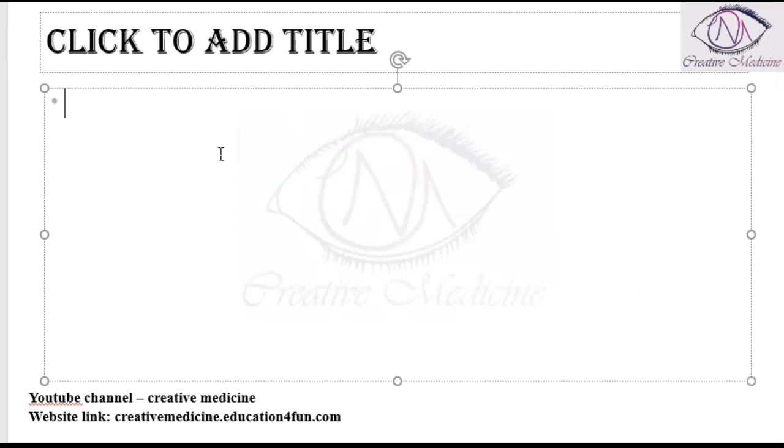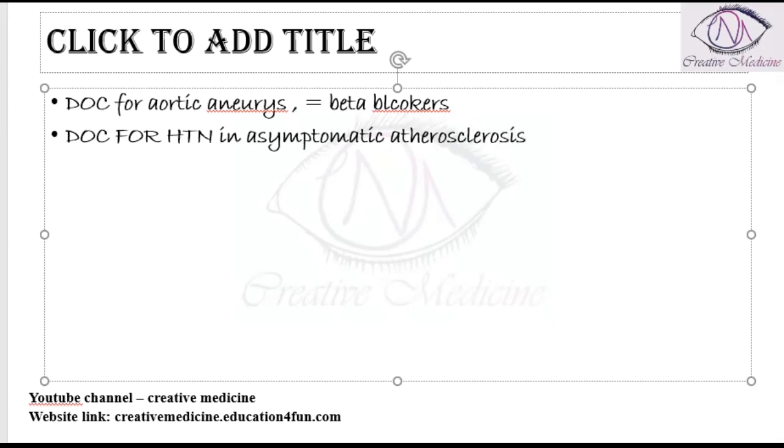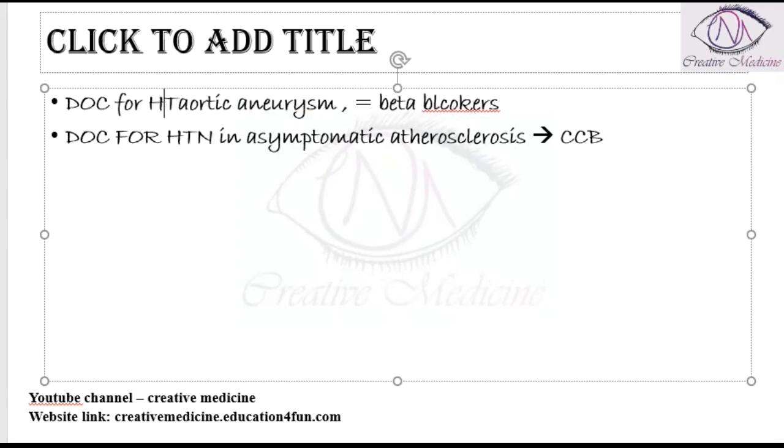Now, the drug of choice for aortic aneurysm. In aortic aneurysm, beta blockers are preferred. Then the drug of choice for hypertension with asymptomatic atherosclerosis: if the patient has asymptomatic atherosclerosis with hypertension, then we give calcium channel blockers. One more thing, the drug of choice for hypertension in aortic aneurysm is beta blockers.